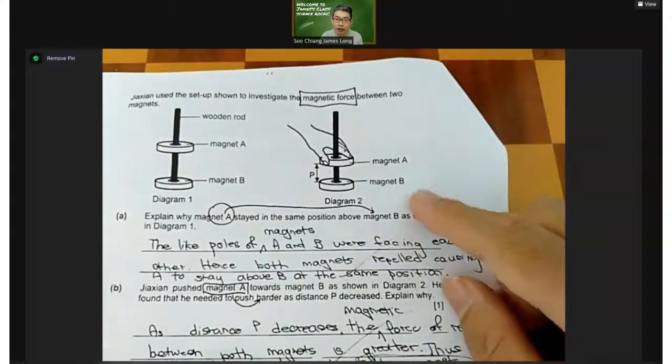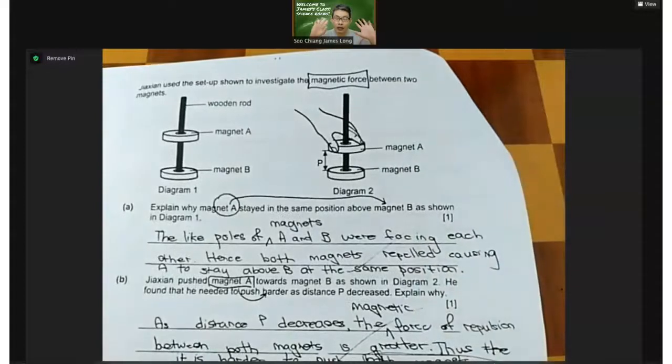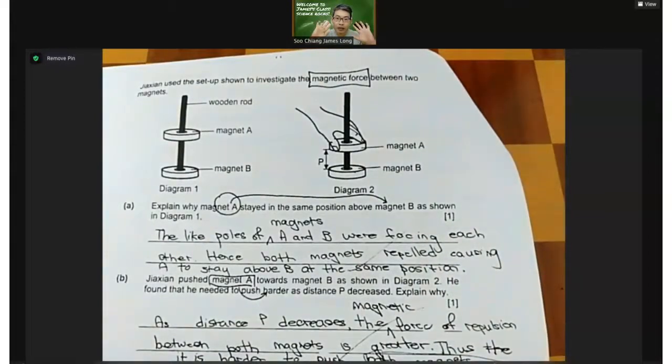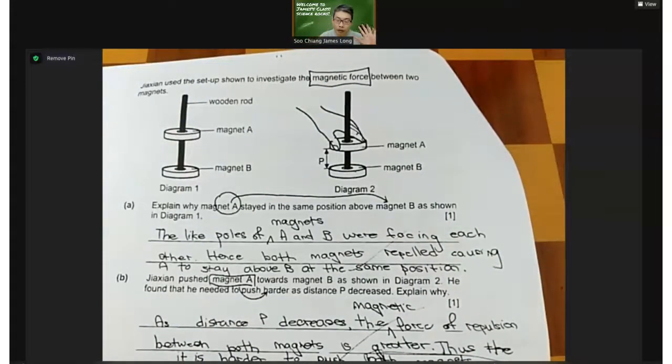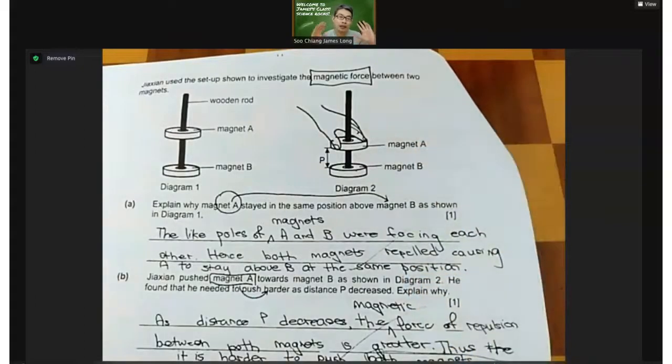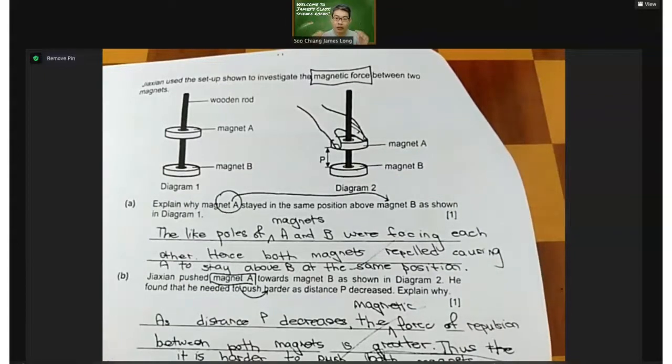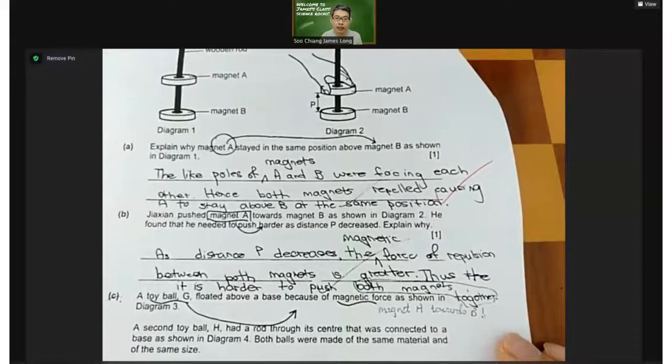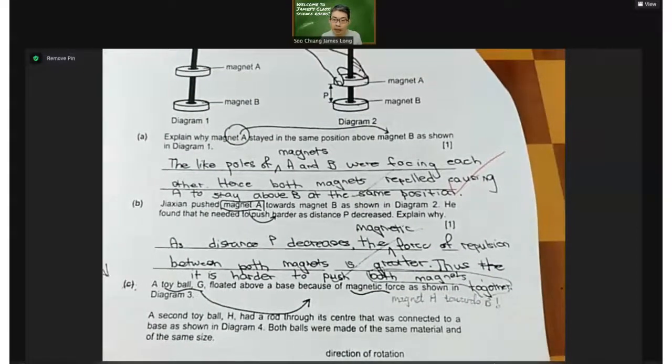Alright, so of course it's a floating magnet, so the repulsion from the like poles between these two magnets is equal to the gravitational force pulling it down, so that allows it to stay in that position. Now, Jia Xian pushed the magnet A down towards B.